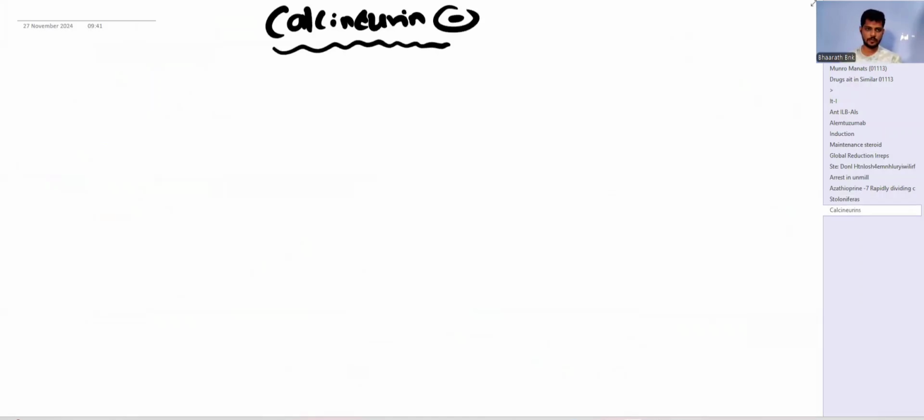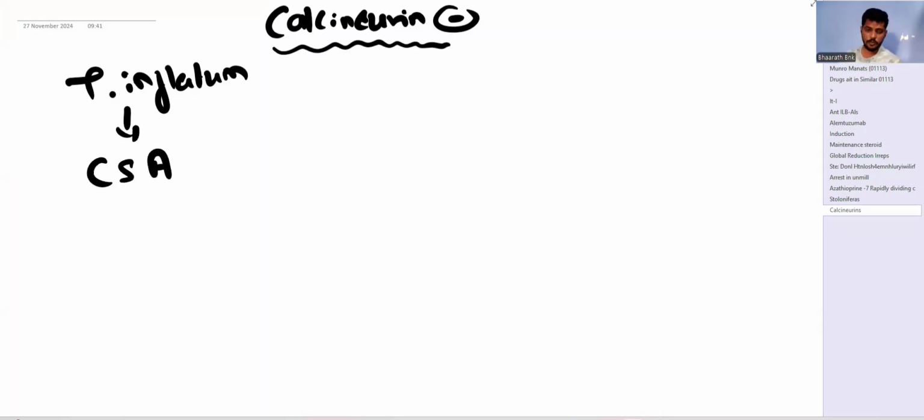A microbiologist once collected a soil sample on his vacation, and from this soil sample, he isolated a fungus called T. inflatum. Now, from this fungus, he isolated cyclosporin A. He actually wanted to produce an antibiotic from this fungus, but this did not have any antibiotic properties. But surprisingly, this had an immunosuppressive property. So now this cyclosporin A is used as an immunosuppressive agent.